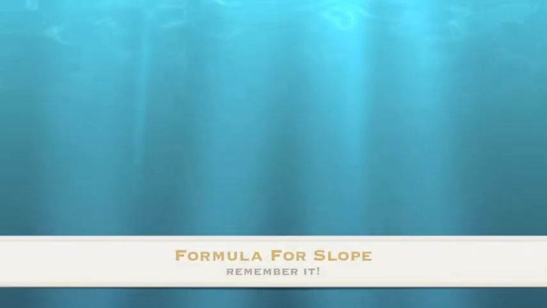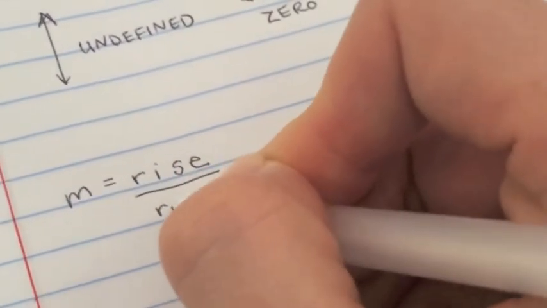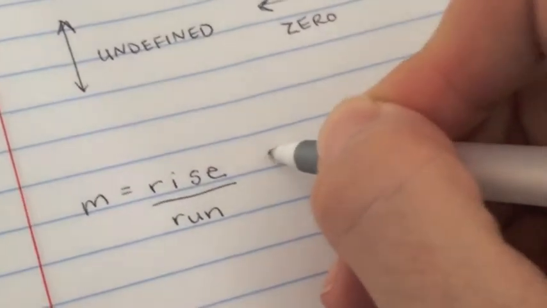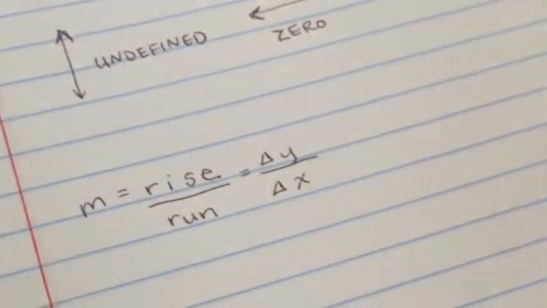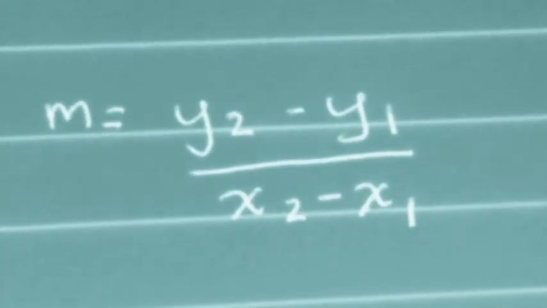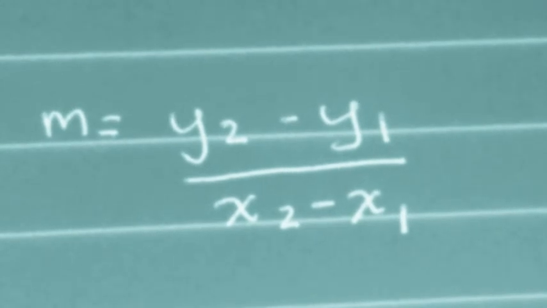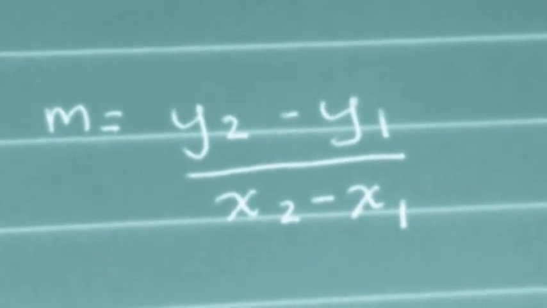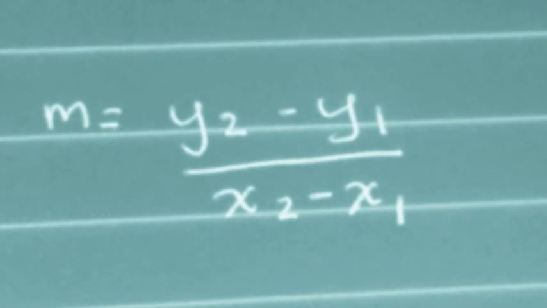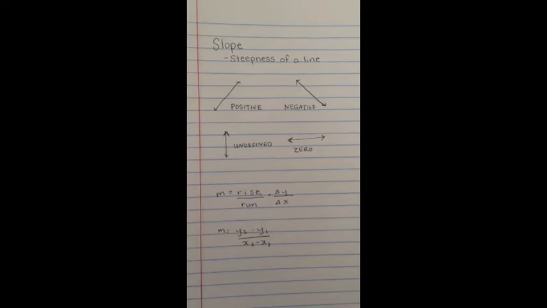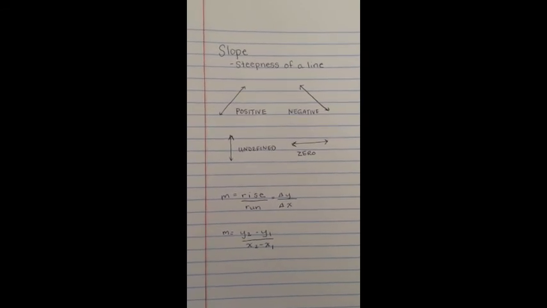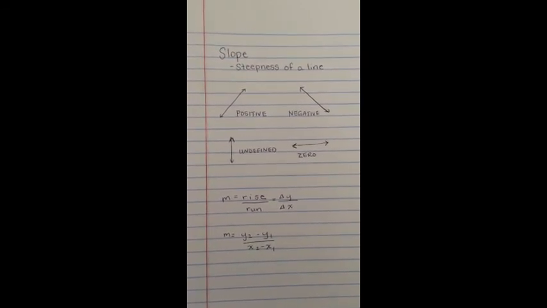The next thing you need to remember is that slope is rise over run, where the rise is the change in the y and the run is the change in x. The formula that you need to remember for slope is that m equals y2 minus y1 over x2 minus x1. Keep all of this in mind and you will be a master of slope.